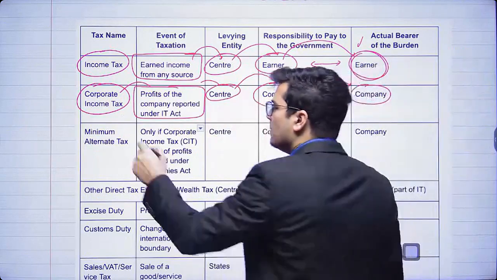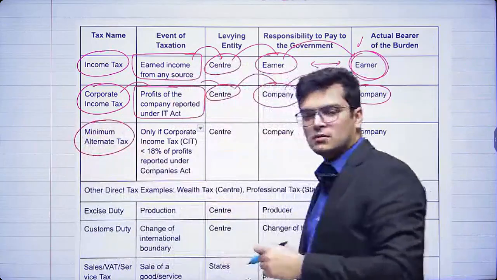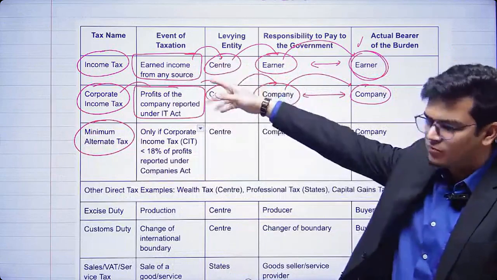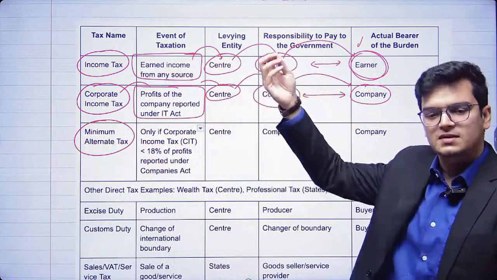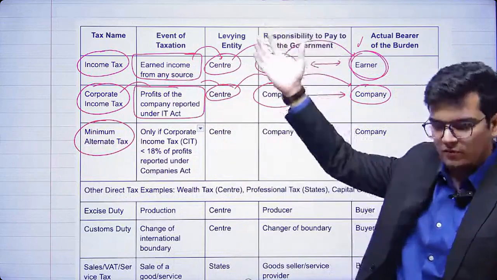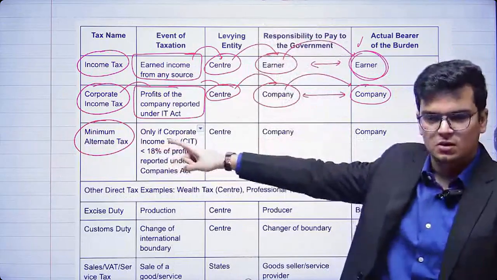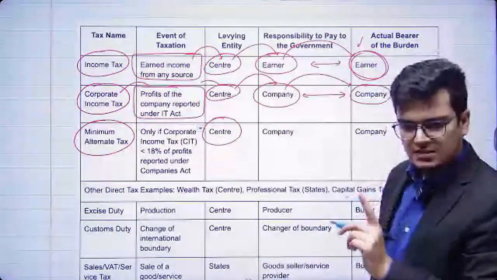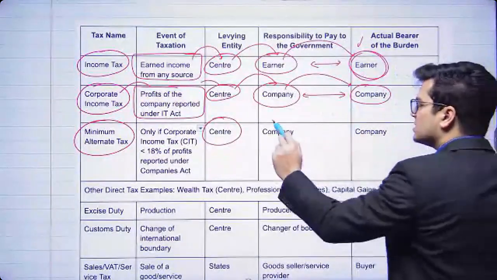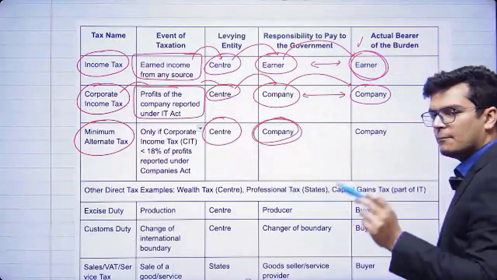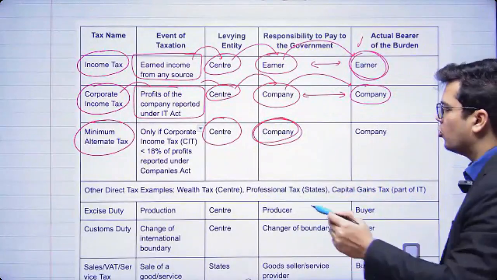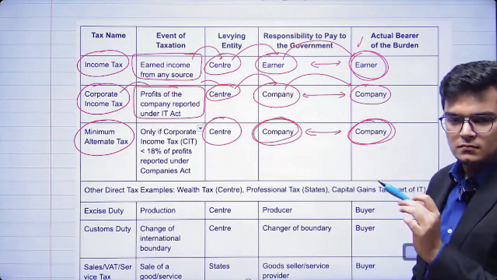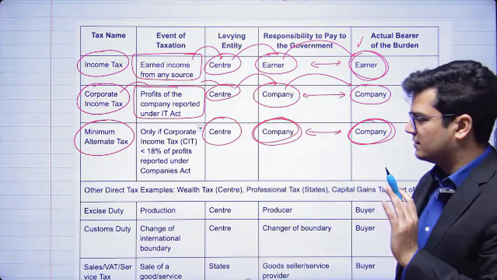Third, minimum alternate tax. If corporate income tax is less than 18% of profits reported, 18% से कम हो जाता है total profits का, then you go under this system. Who is levying this? Center is levying this. Who has the responsibility to pay? Company has responsibility to pay. Who is actually bearing? Company is bearing. So this is also direct tax.